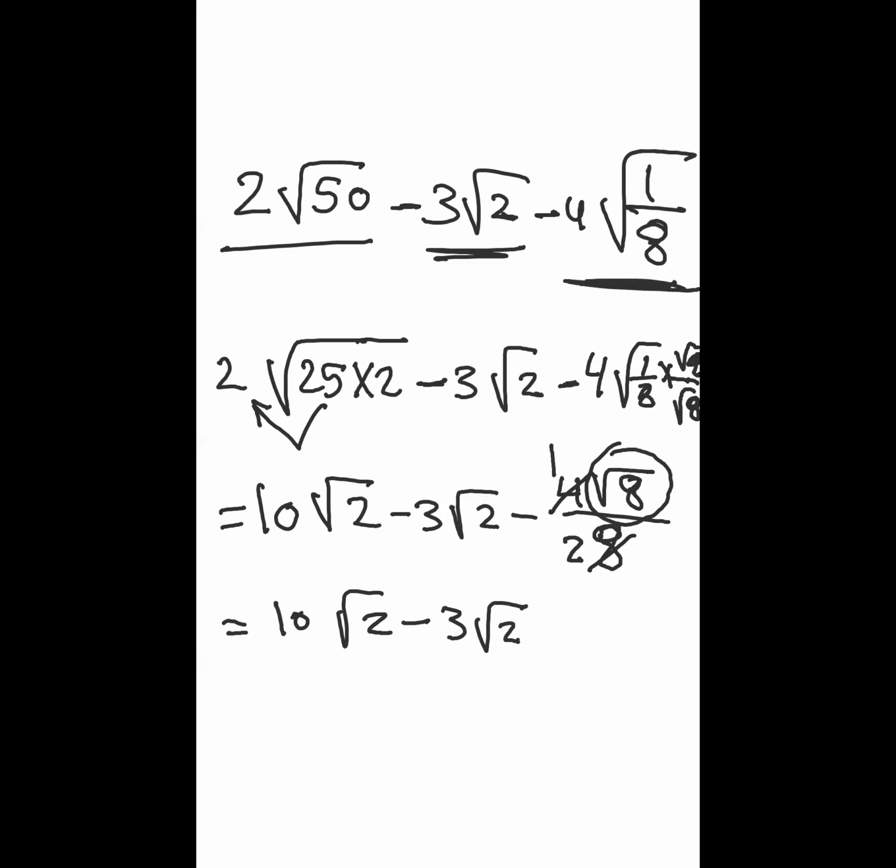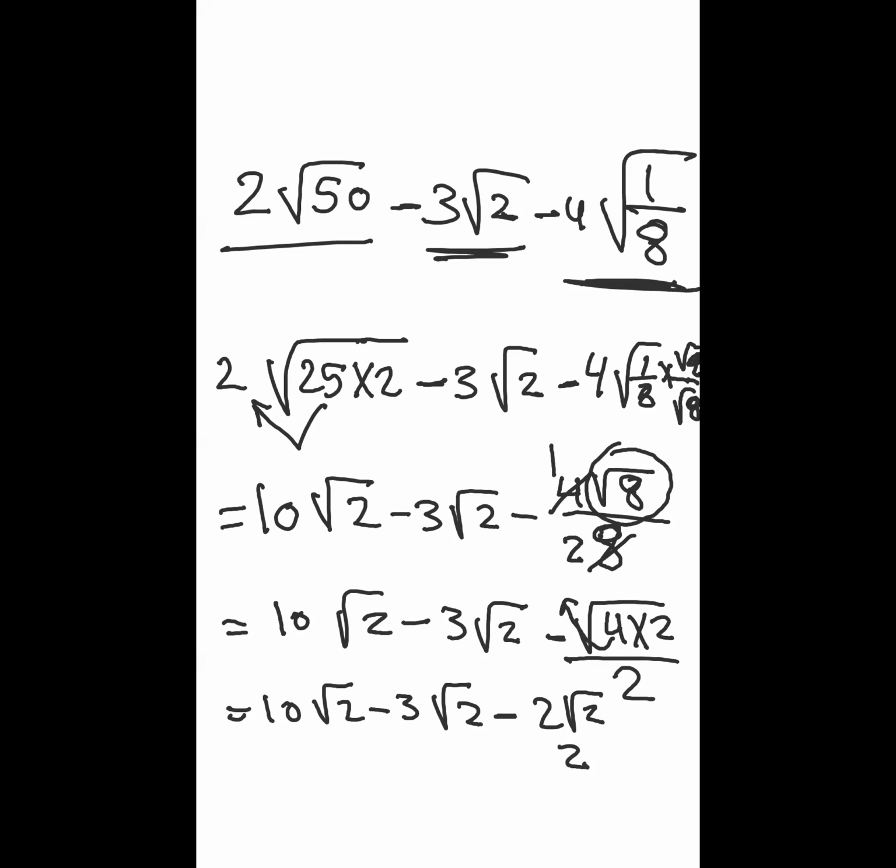So this is the square root of 8. Let me simplify it also. The square root of 8 actually is the square root of 4 times 2. Then it will equal 10 square root of 2 minus 3 square root of 2 minus this 4 outside the square root, which will equal 2 square root of 2 over 2. Then I can simplify this 2 with this 2. So now it becomes minus square root of 2, which will equal 6 square root of 2.